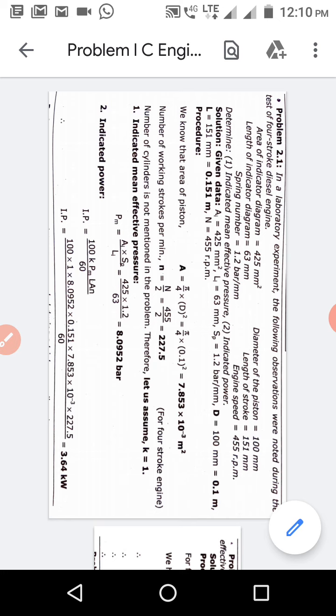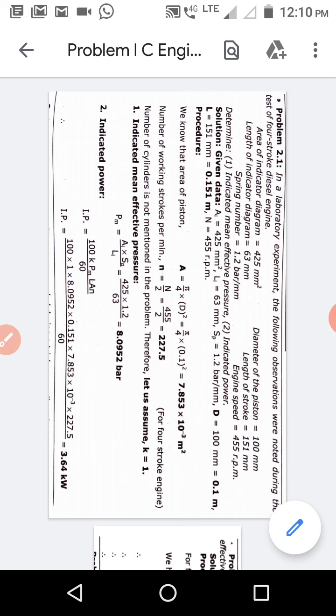So you have to memorize the formula of mean effective pressure if the data of the indicator diagram is given, and that formula is nothing but the area of the indicator diagram divided by the length of the indicator diagram, into the spring constant or spring number. With the help of this information about the indicator diagram, we can easily calculate the mean effective pressure, and after that we can calculate the indicated power.